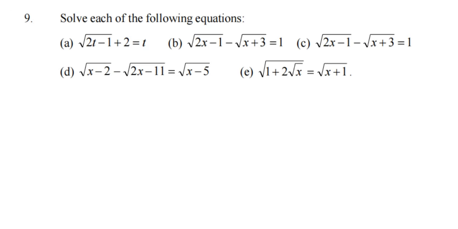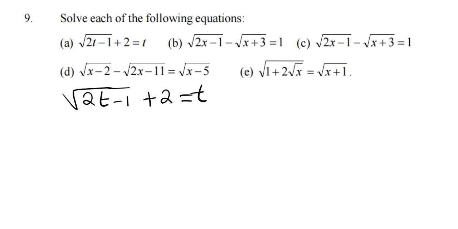Let's solve these last questions. Solve each of the following equations. Alright, so radical equations. Okay, so you have the square root. Let's start with the square root of 2t minus 1, plus 2, is equal to t. Then you solve these equations.